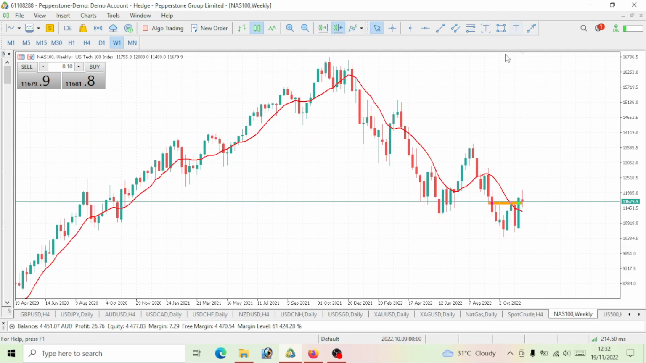So on the full trend, we would start from here. Full trend, bearish move. Then you can see that this price has been below our moving average, right?